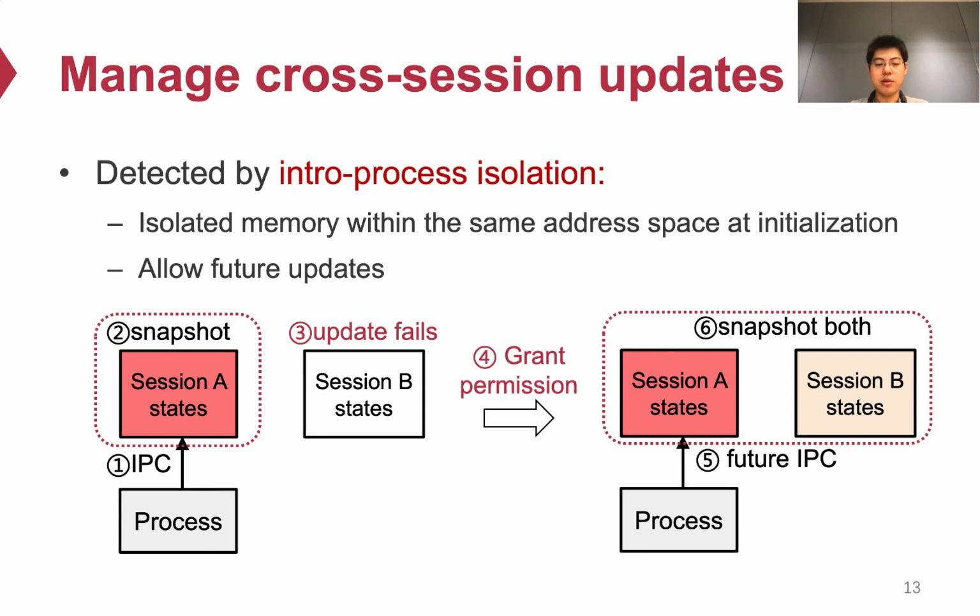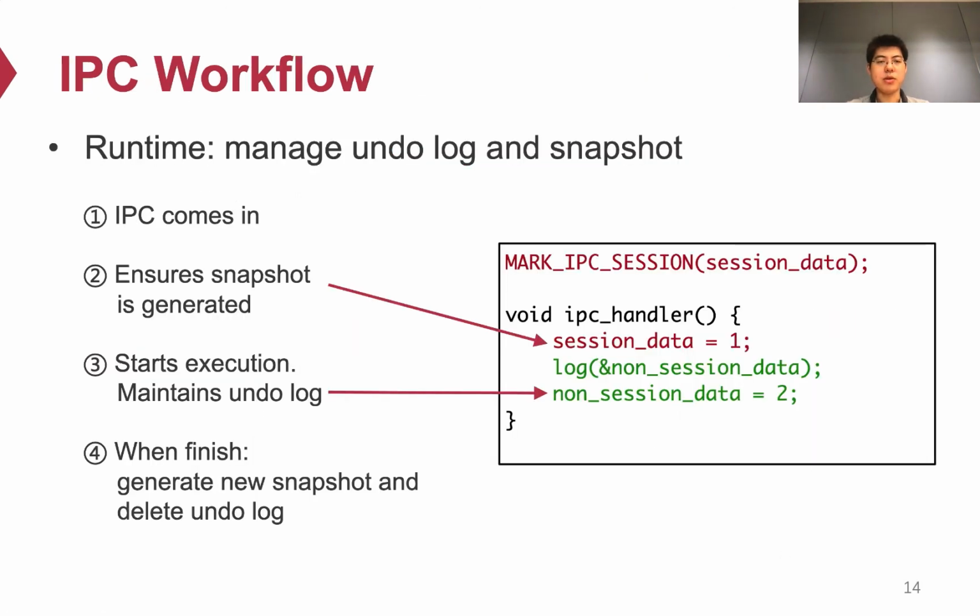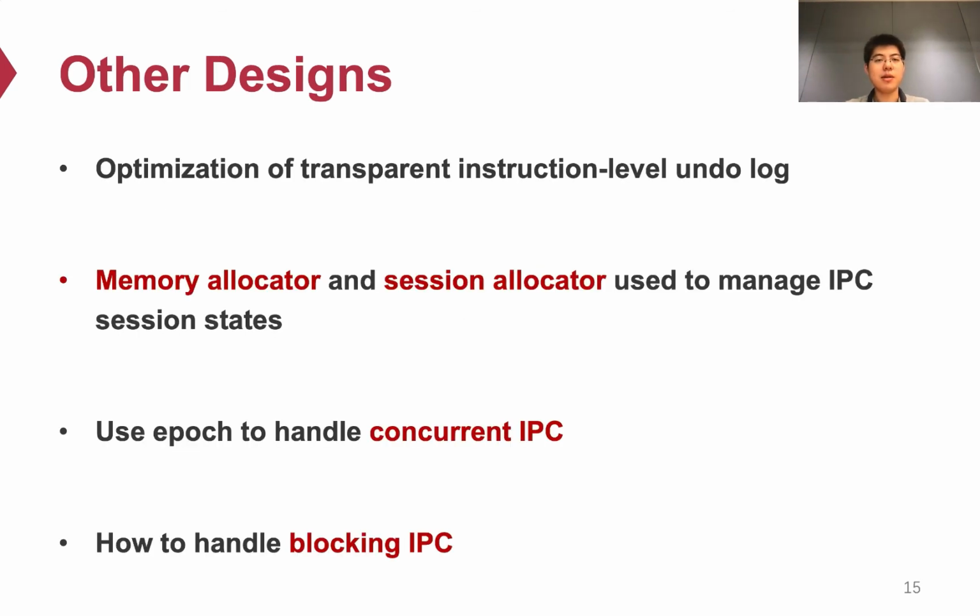We provide a runtime to manage the undo log and snapshot. Before the IPC's execution, the runtime ensures that the related snapshots are generated. Then the IPC starts the execution, and the runtime maintains the undo log. After the IPC finishes, the runtime generates new snapshots and deletes the undo log. There are some other designs discussed in the paper, including how we can handle concurrent IPC and blocking IPC.